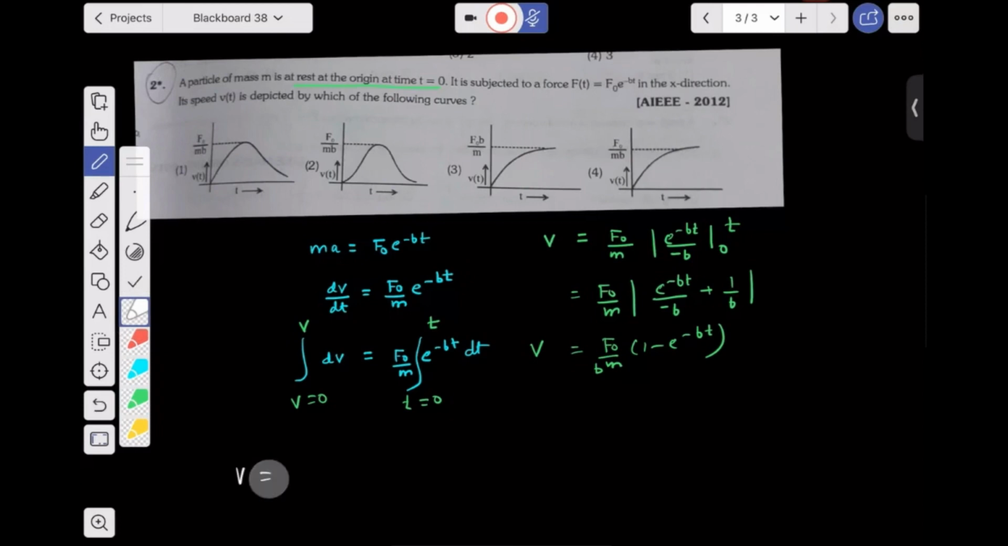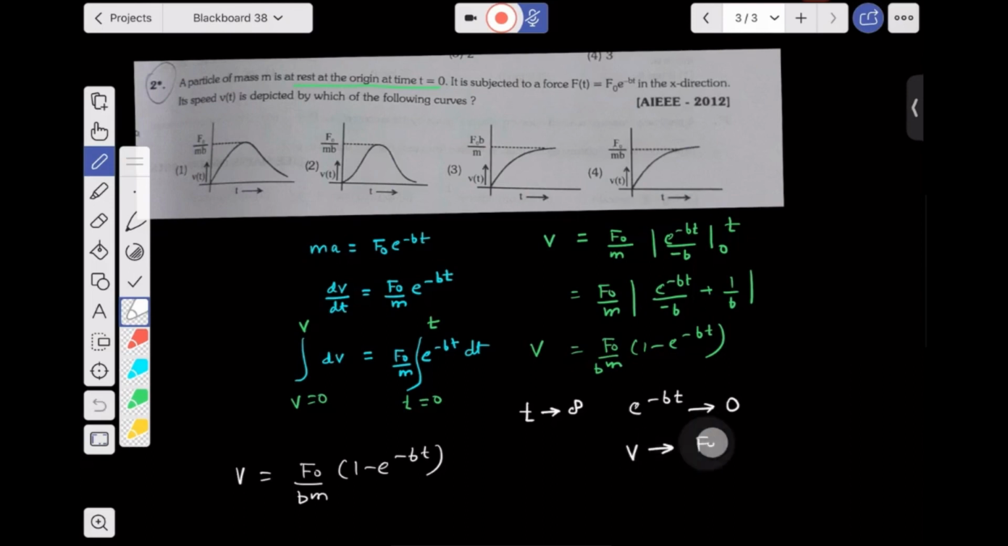So what we have is v equals f naught by bm into 1 minus e to the power minus bt. Suppose I make t very large, then e to the power minus bt will tend to 0, you understand? So our velocity will tend to f naught by bm. Remember, steady state velocity, we did a similar thing. So this curve must tend to f naught by bm when t becomes very large. The maximum speed it can have is f naught by bm, and that happens at t tending to infinity, which we call steady state as well.